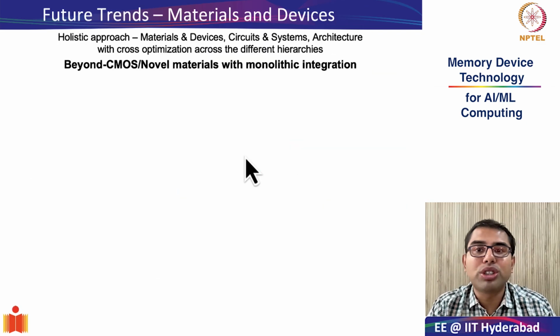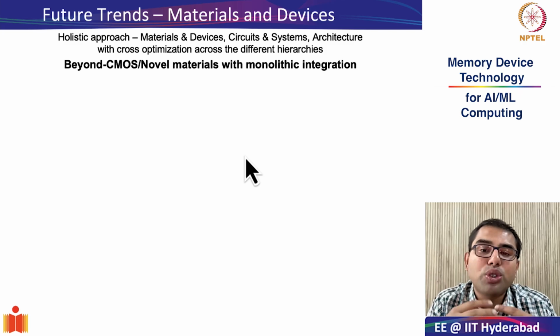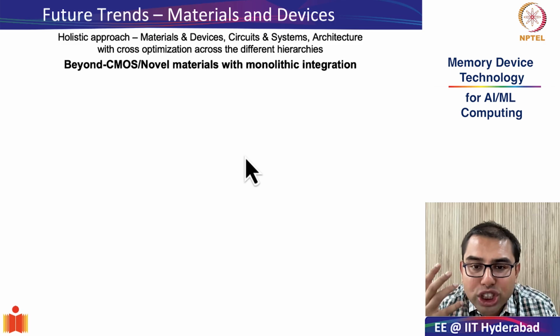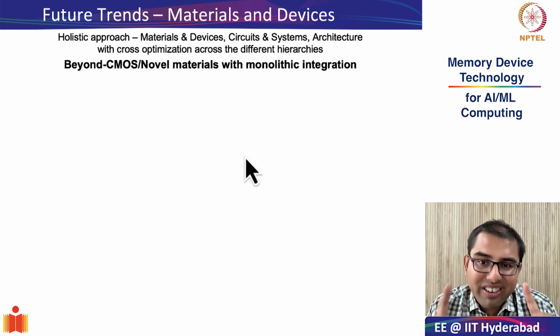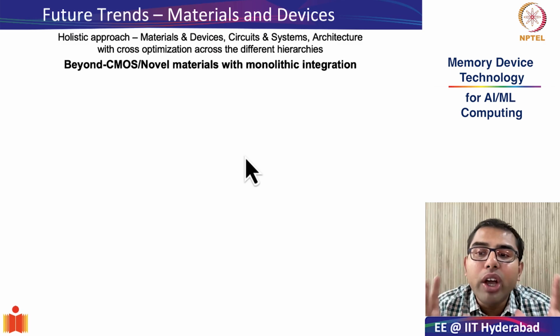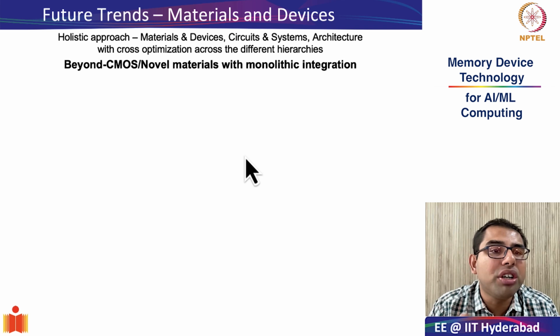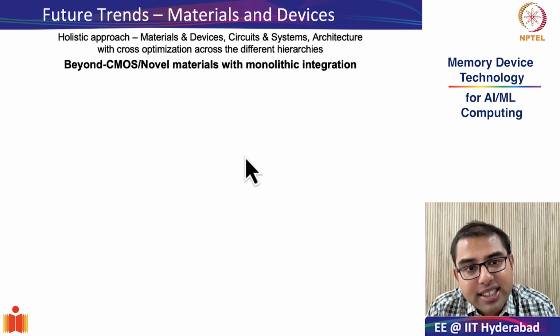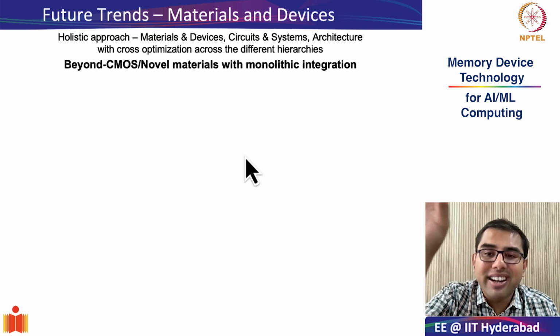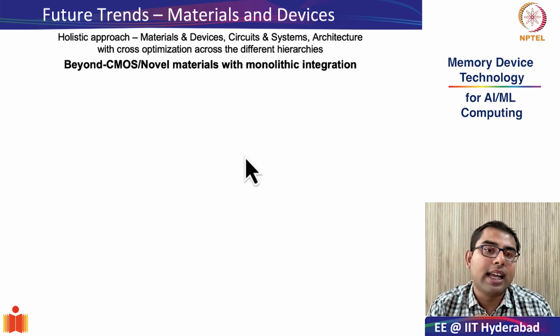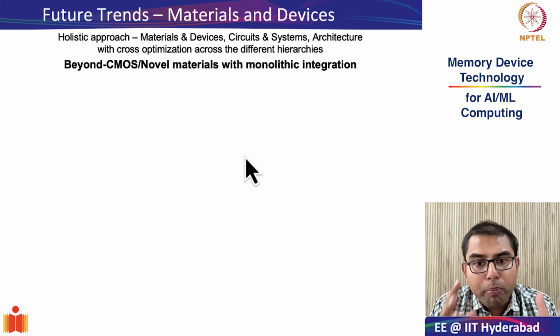And next, I want to start by introducing to you what the future trends in this very exciting area look like. So, as we explore these future trends, we must first recognize that advancing any computing systems requires a very holistic, cross-hierarchical approach and continuous co-optimization across materials and devices, circuits and systems, and finally architectures. But first, let us begin with what are the advances that are happening, especially in materials and devices.